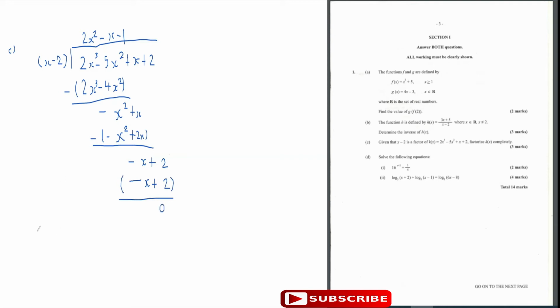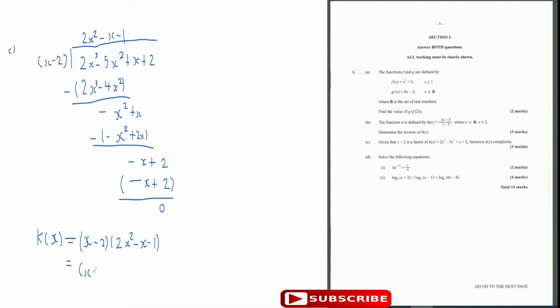Nice. So pretty much we can write that k of x is going to be equal to x minus 2, multiplied by, right here, 2x squared minus x minus 1. So k of x is 2x squared minus x minus 1 times x minus 2. Alright? So now we can still factorize this quadratic factor here to simplify what k of x is.